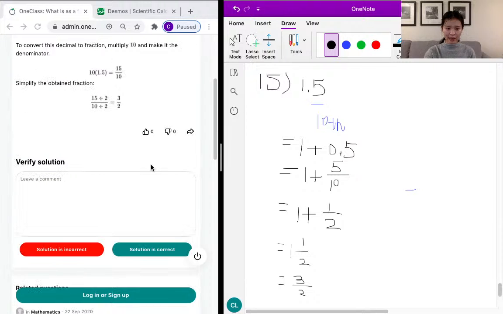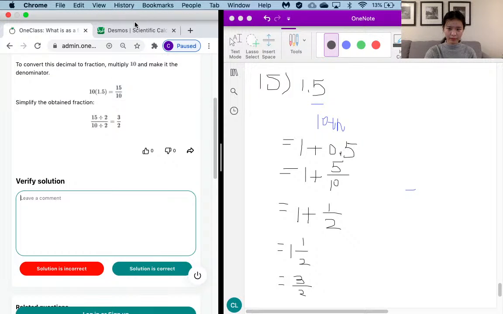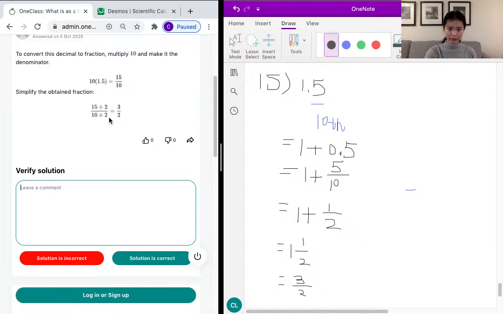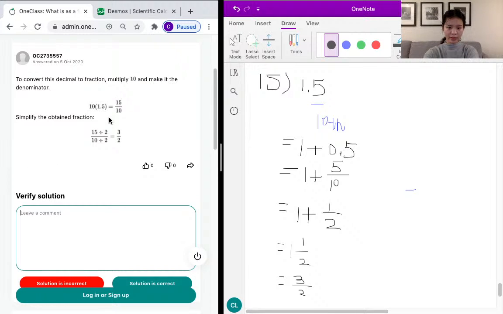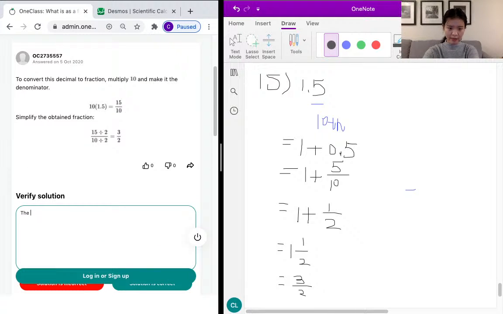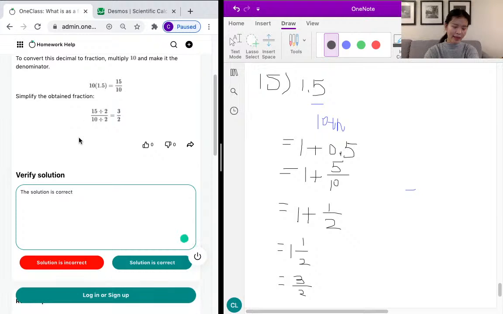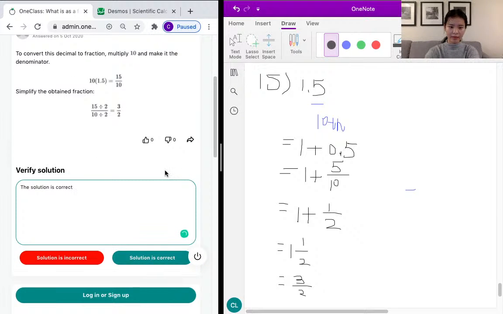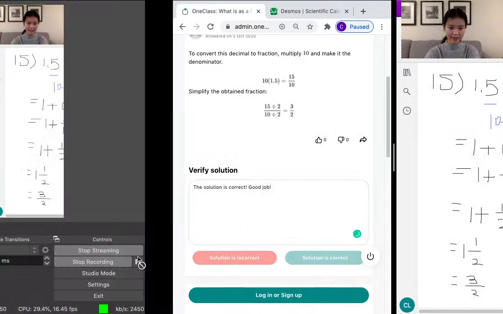Now, let's look at our sample solution over here. Our sample solution is correct. Let's just say the solution is correct. I think the way that I weighted it is easier, but the solution is correct regardless. So let's just say the solution is correct. Good job.